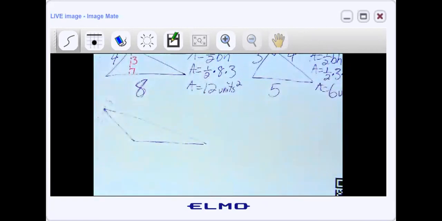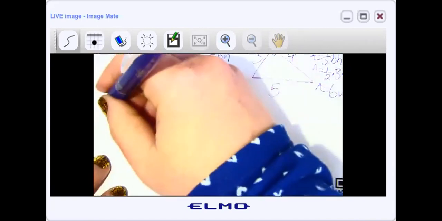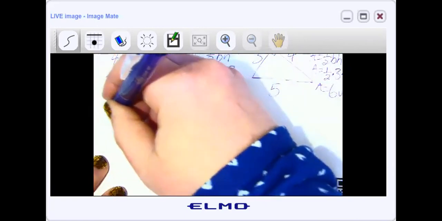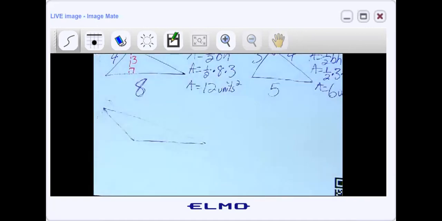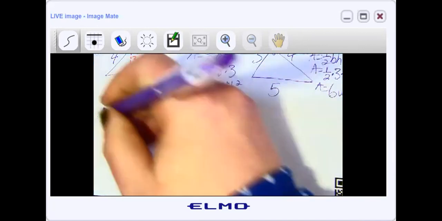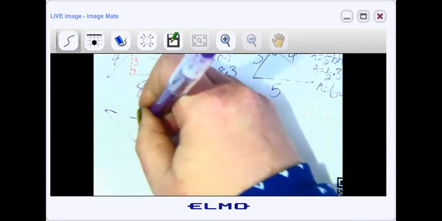Oh, I don't know why that's not coming out. Let me try switching to this pen. Actually, I just realized that I got new markers and they're still in the car. I'll have to go out and get them at lunch.